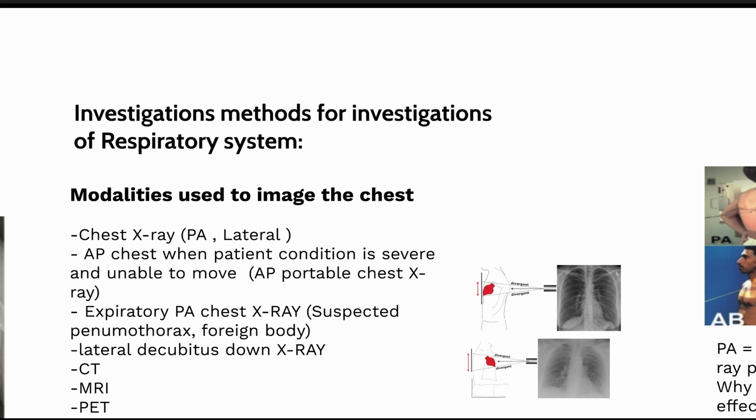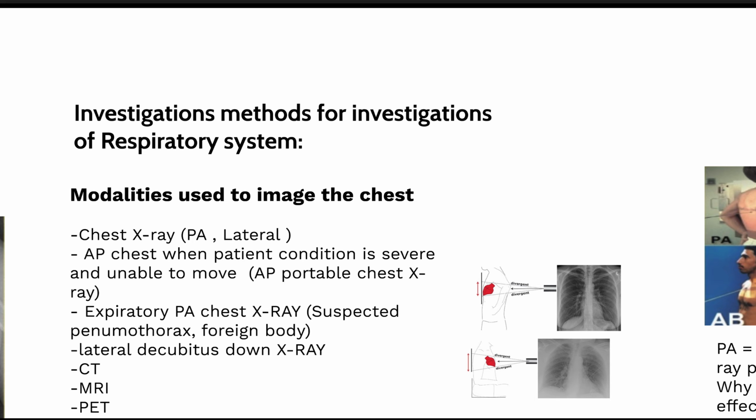So we start off by talking about the modalities used to image the chest. Usually a radiologist would have to pick the appropriate method in order to get the right photograph of the chest to determine the pathological condition of the patient. Chest x-ray itself is a modality, and then you have different forms of chest x-ray. You have a PA, which stands for posterior anterior. Then you have a lateral format. Then you have an AP, anterior posterior. This is usually done for patients who are in severe conditions and unable to move.